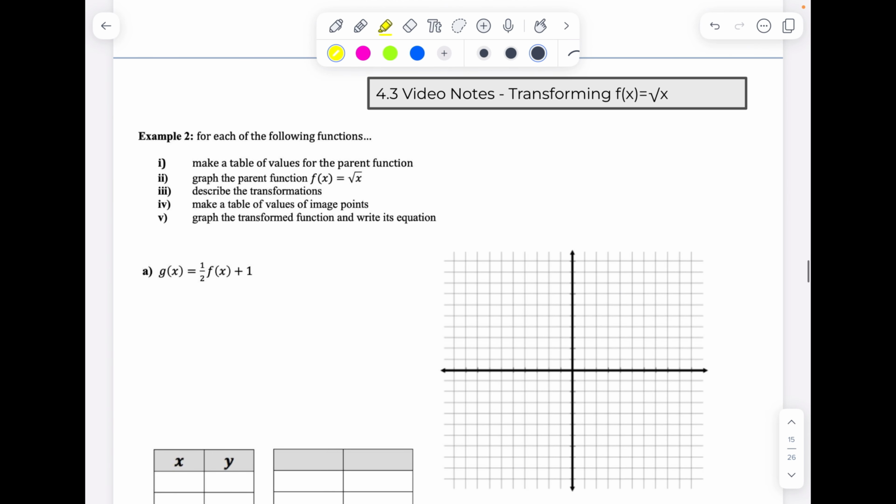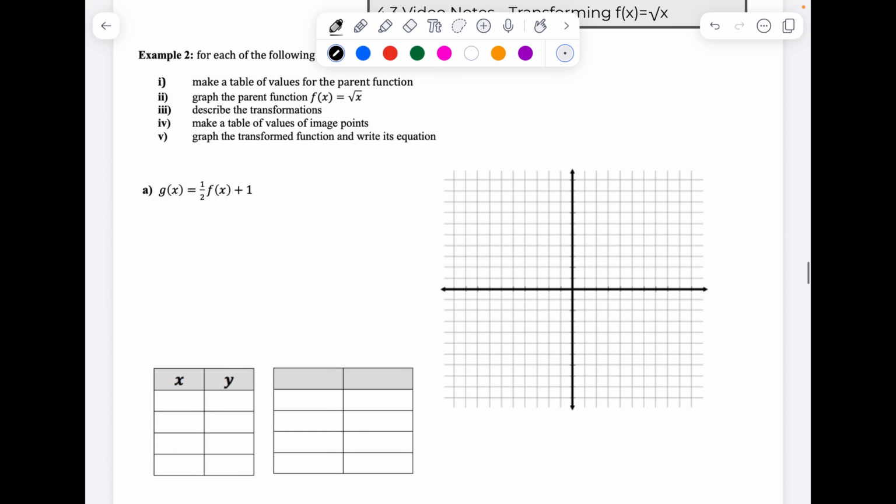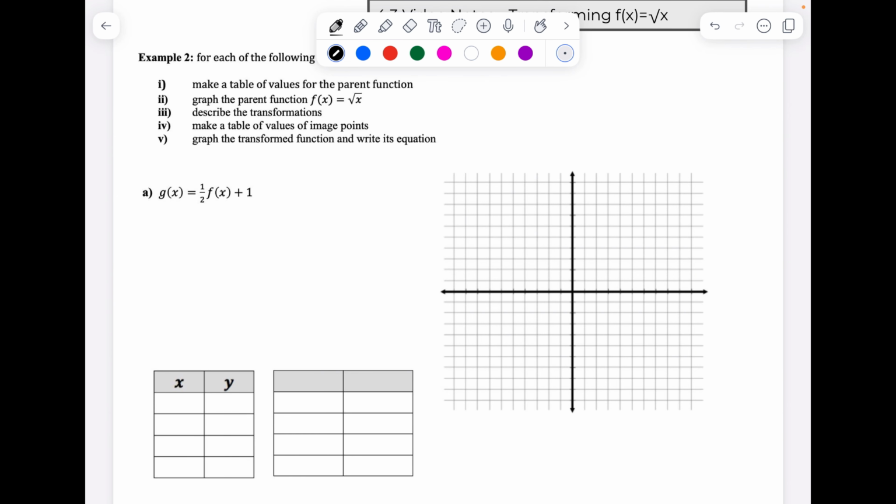Now let's apply that to some graphs. So first we have to make a table of values for the parent function. So we know we're going to do 0, 1, 4, 9, right? We're picking numbers that have nice square roots, all right? So this is f of x is root x, right? And then we're going to graph that. So 0, 0, 1, 1, 4, 2, and 9, 3, okay?